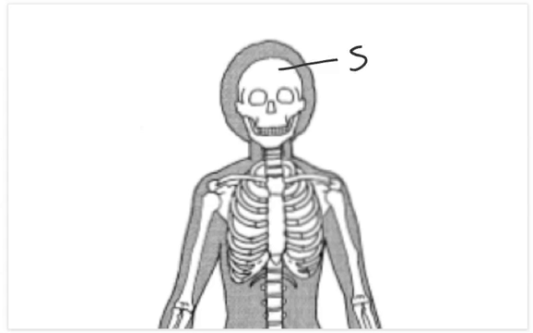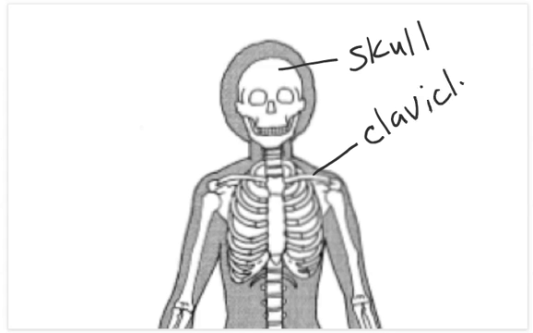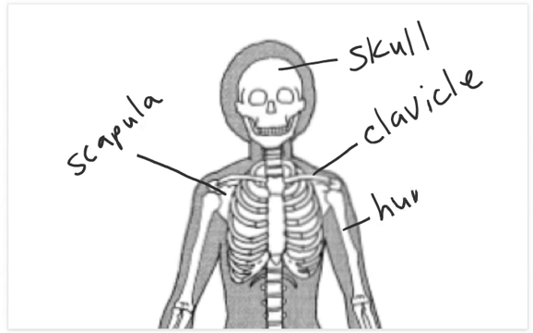So we'll start with the one on the top. A lot of these you'll know or recognize. So the skull. This one is the clavicle, otherwise known as the collarbone. This one is the scapula, otherwise known as the shoulder blades. This one, this big arm bone, this is your humerus.